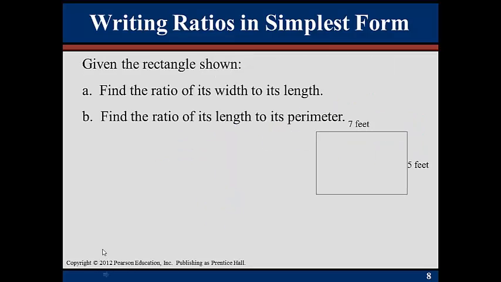Okay, it says, given the rectangle shown, part A says find the ratio of its width to its length. So its width to its length. So first of all, which is the width and which is the length? The 7 represents the length, and the 5 represents the width. So we want the width to come first, which means the width will be up top. So we have 5 feet divided by its length, which is 7 feet.